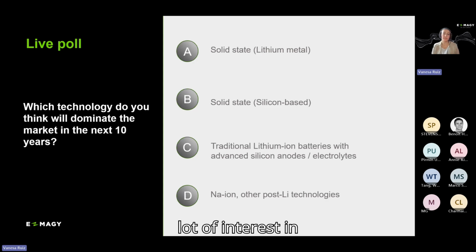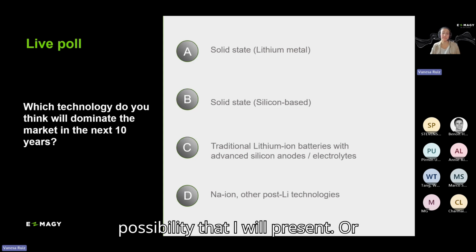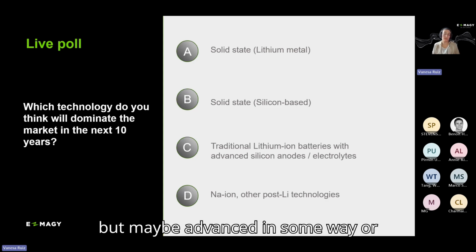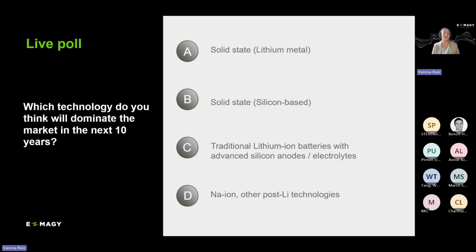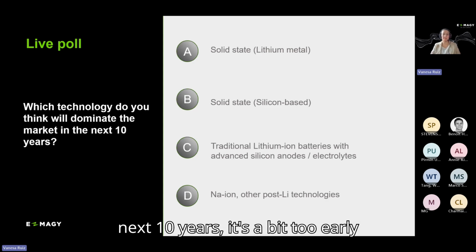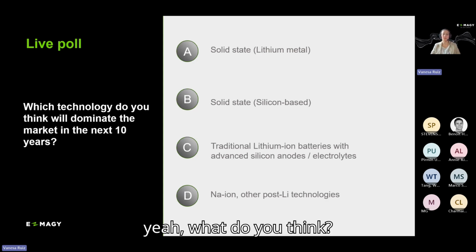So of course there is a lot of interest in solid state with lithium metal, but why not solid state with silicon-based anodes? That's also a possibility that I will present. Or maybe the traditional lithium-ion batteries with still liquid electrolytes, but maybe advanced in some way, in the way of introducing silicon anodes of different types or at different ratios. And the last response, more looking at the post-lithium technologies, maybe in the next 10 years is a bit too early for them to enter into the market. But yeah, what do you think?